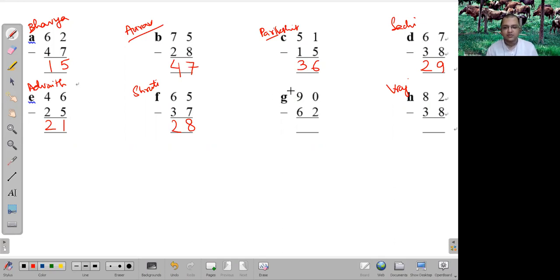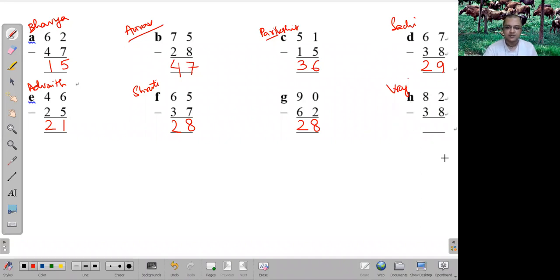Next one, number G. Anyone? G. Parikshit. 0 becomes 10. So 10 minus 2 is 8. The 6 is added by 1. It becomes 7. And 9 minus 7 is 2. Okay, great.